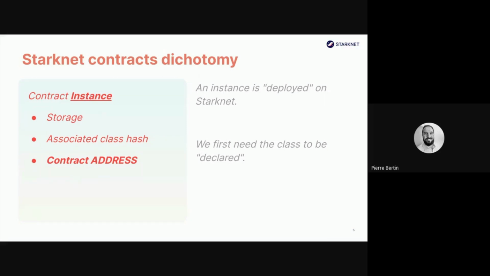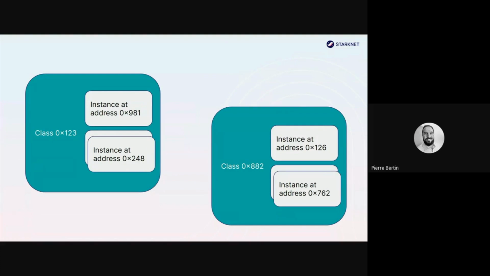So if we make a graphical representation, I am writing a class, which is my Cairo code, the contract, and then I need to declare this class on Starknet. I upload the code to Starknet, which is declaring a class. And then the class we can instantiate, which is deploying several instances. It means all the instances will run exactly the same code, but each instance has its own address, which means its own storage. So we can have lots of classes and lots of people writing contracts. Anytime a new contract is declared, it's a new class, and then we can instantiate it.